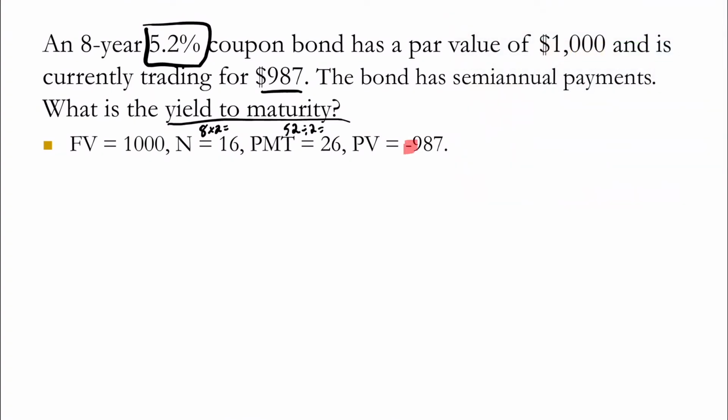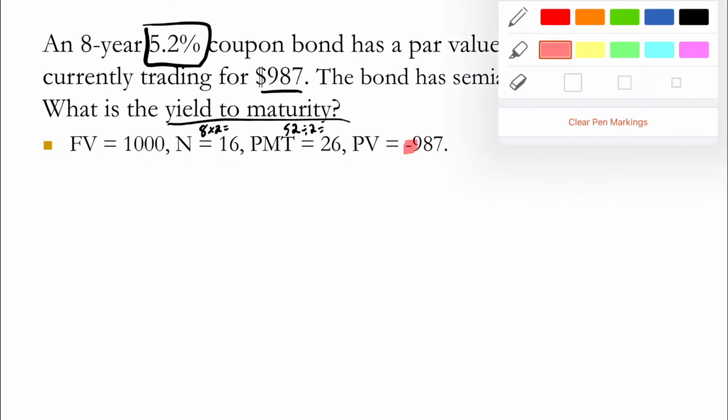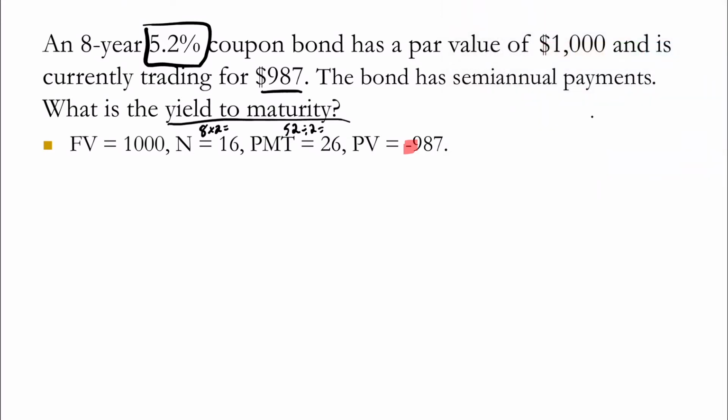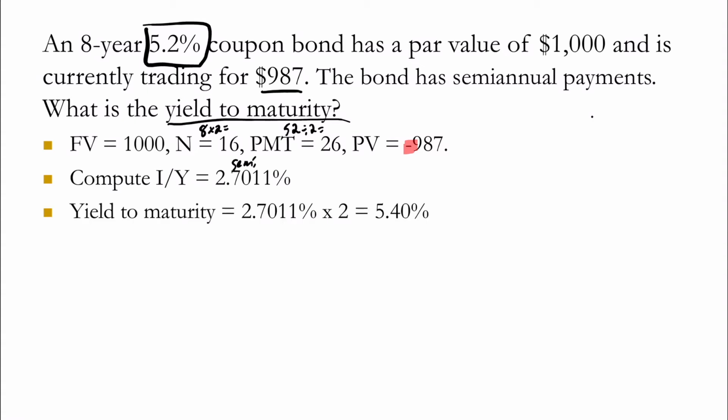Since I would be paying that amount. And when I calculate the I/Y, we know that it is a semi-annual rate. So what do I need to do with that? I need to multiply it by 2 to get the yield to maturity, and I get a yield to maturity of 5.4%. Just like I expected, greater than the 5.2%.